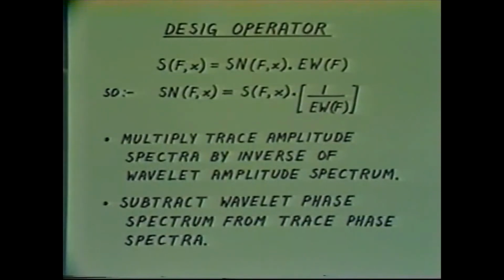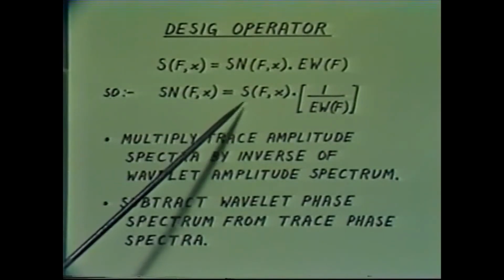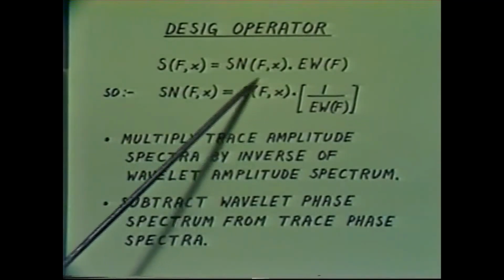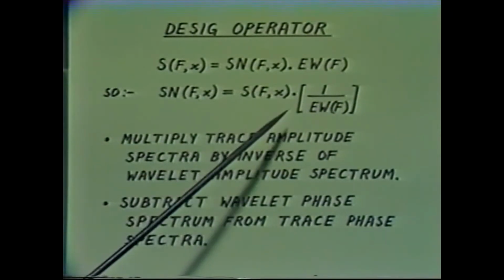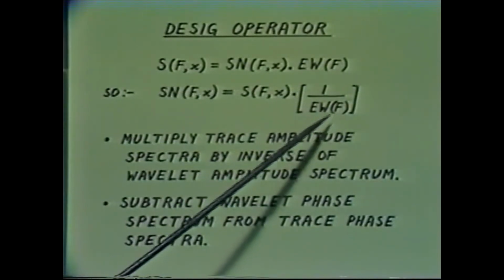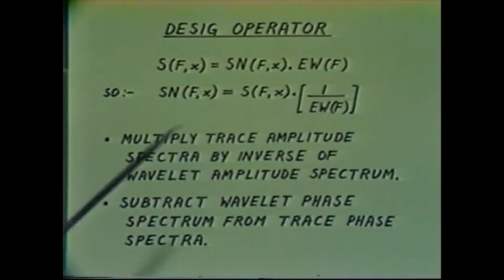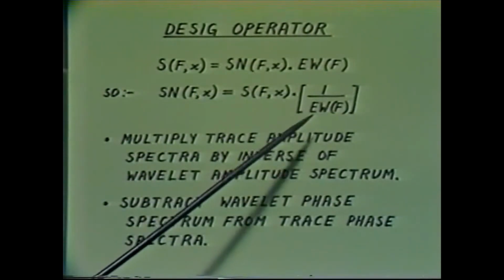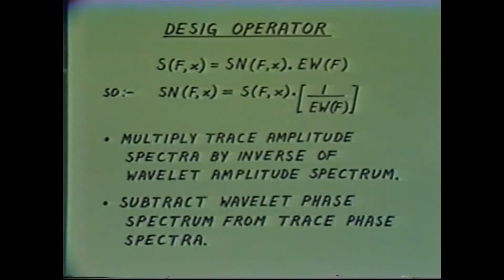Now, turning this equation around says that the frequency spectrum that we're trying to find is equal to the frequency spectrum of the input record, which of course we can measure, multiplied by the inverse of the effective wavelet spectrum. Now, of course, we can determine the effective wavelet spectrum, as we've already shown, because we can find its amplitude spectrum and from that calculate its minimum phase spectrum.